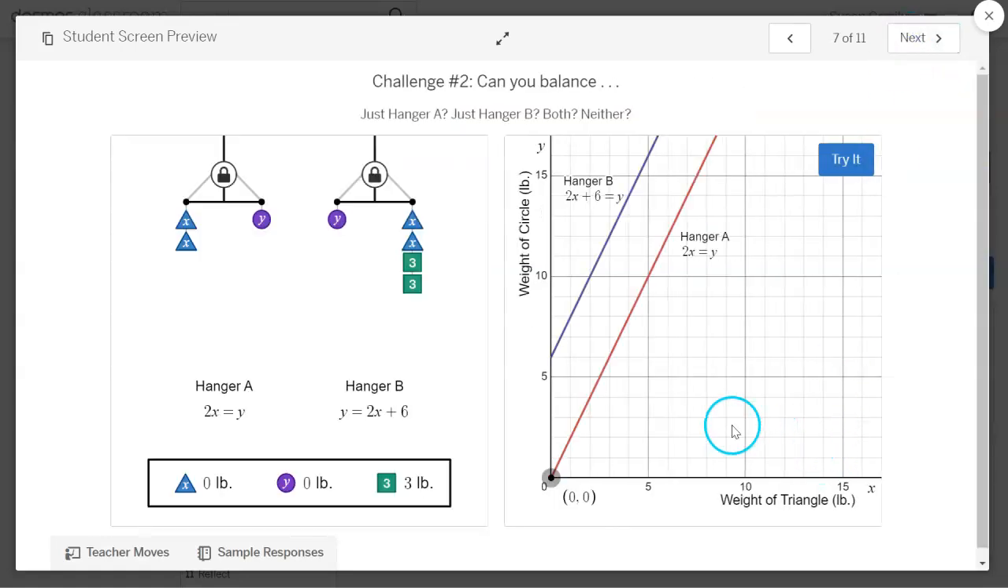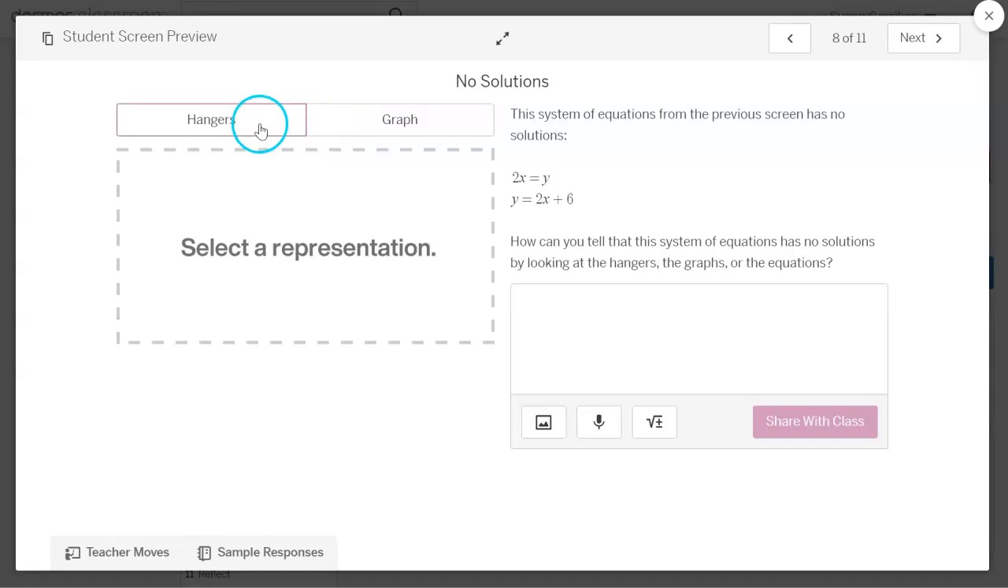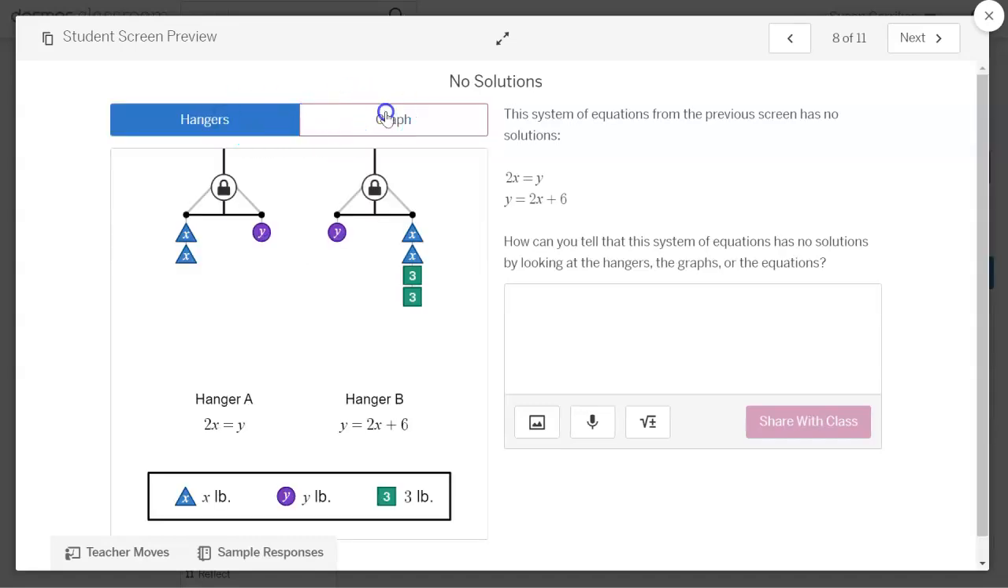And then 7, we notice something a little different. Can we balance this? I'm going to let y'all decide that, but this one has got the parallel lines in it. And then this one, hangers and graph.